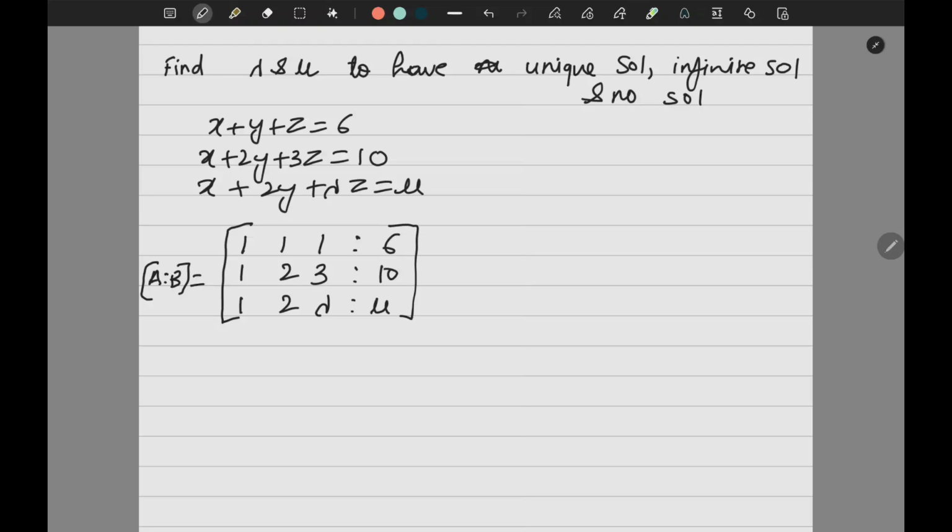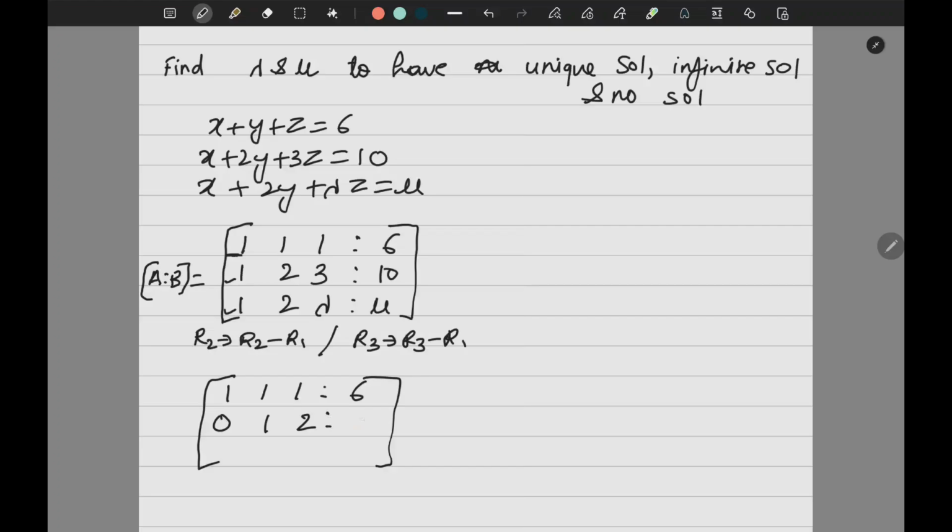Now, what should you do? You should reduce this matrix to its echelon form. Echelon form means using this number, first make these two numbers 0. So in row 2, you apply R2 minus R1, and in row 3, you apply R3 minus R1. So what will you get? 1, 1, 1, 6; 0, 1, 2, 4; 0, 0, lambda minus 1, mu minus 6. Now I got these two zeros.